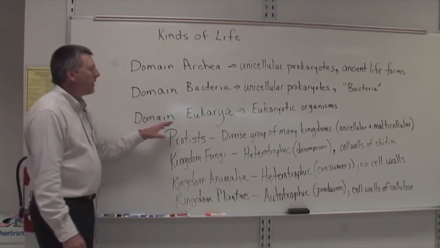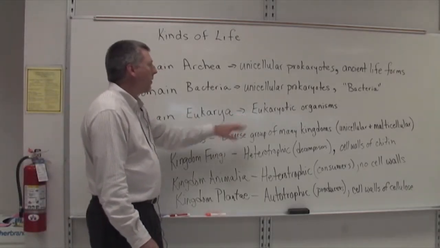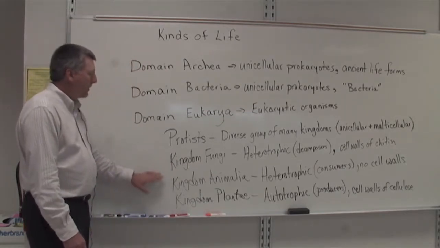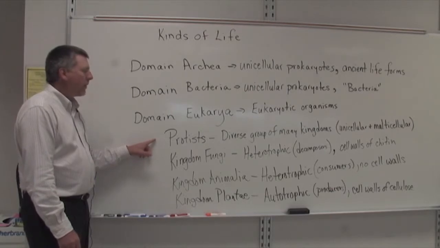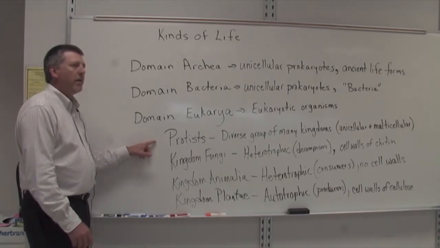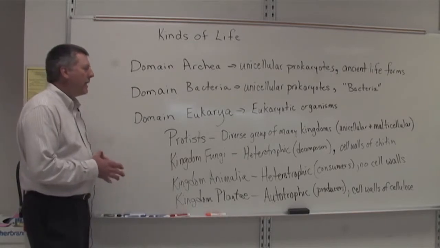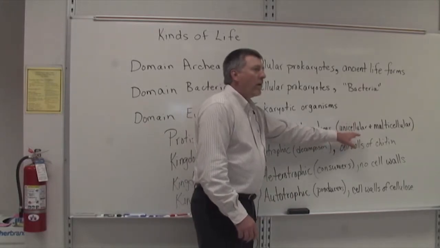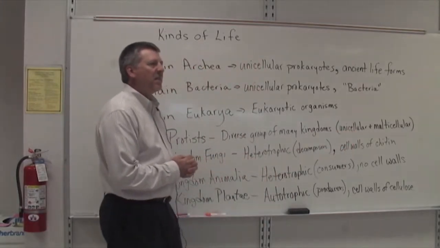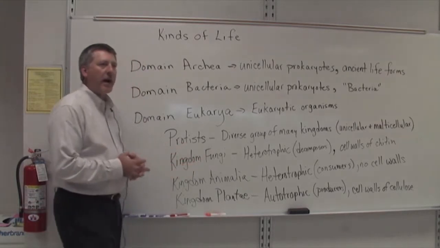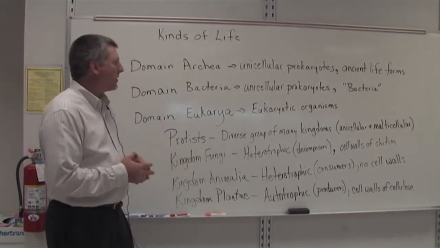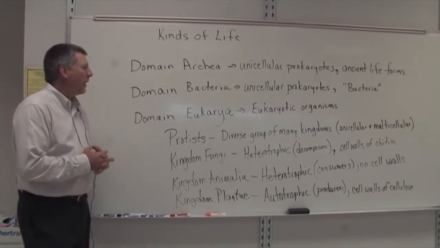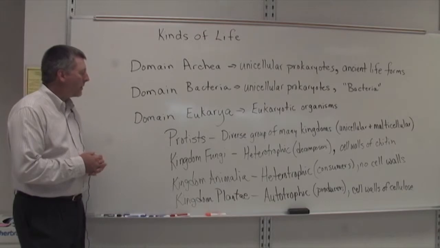The domain eukarya is composed entirely of eukaryotic organisms, and this domain eukarya is broken up into four groups. One group we collectively refer to as the protists, and the protists are made up of many different kingdoms, but these may be unicellular or they may be multicellular. This includes things like the multicellular algae, like Ulva or Spirogyra. It includes unicellular organisms like amoebas, Euglena, or Paramecium, which are some common ones.